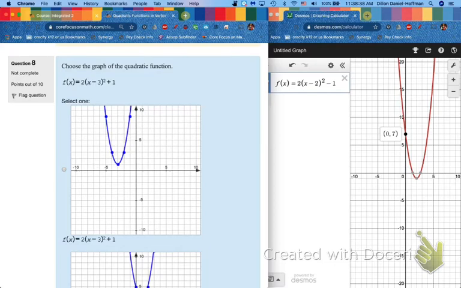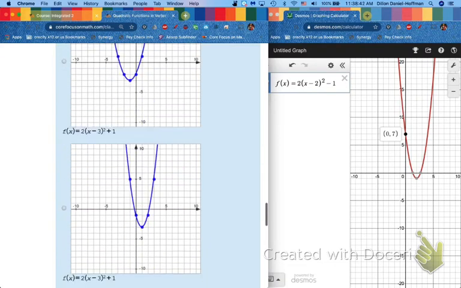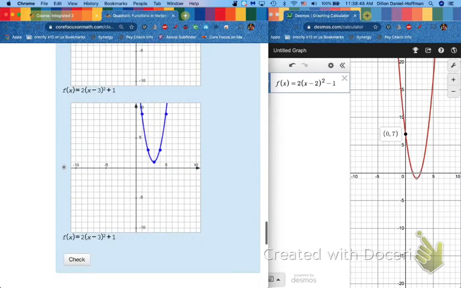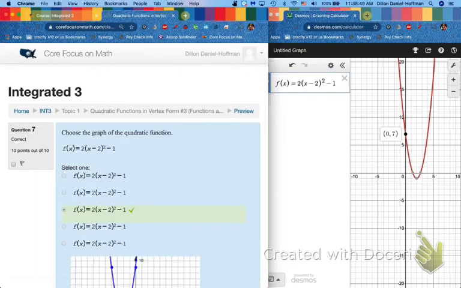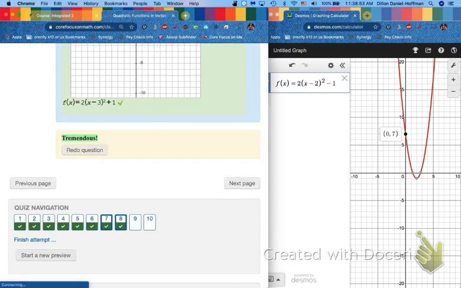Vertically stretched again. 3 right, 1 up. 3 right, 1 up. Boom. 2 more, and we are done with vertical form. By that I mean vertex form.